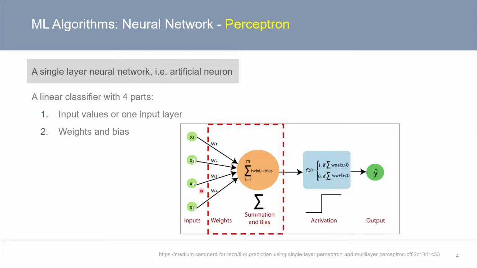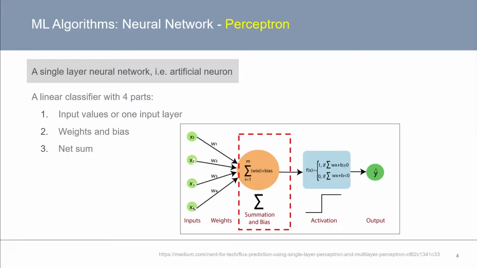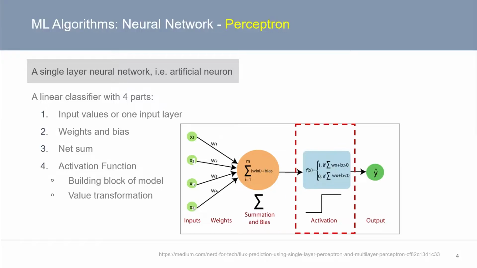Second, we have weights applied to the respective input features, and a bias term added in this inner layer of the perceptron. Third, we have a net sum of the input values multiplied by their respective weights, and then the aforementioned bias being added to this summation. And fourth, we have an activation function. We can think of this as being the building block of the model itself.